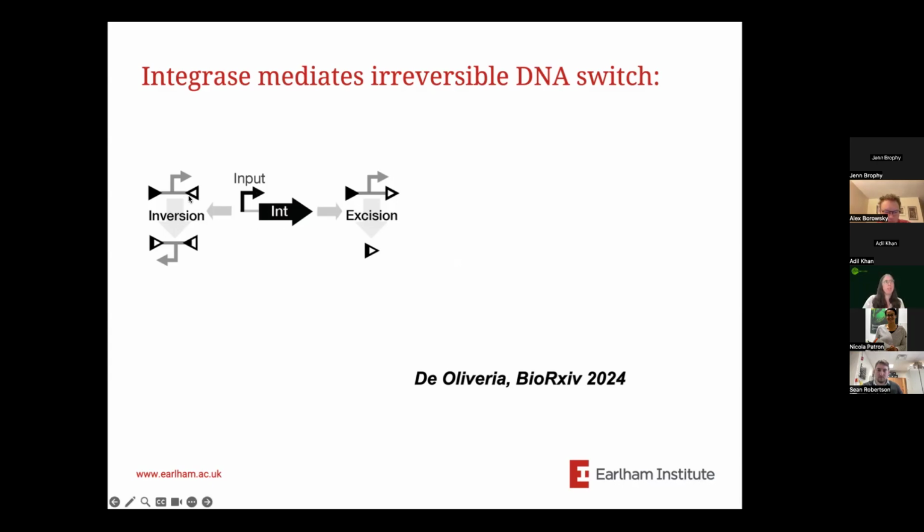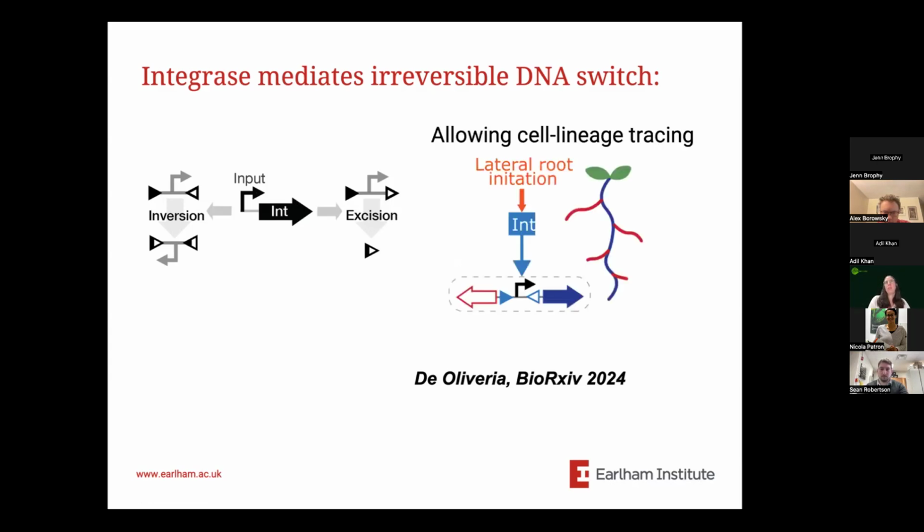As I presented yesterday, the integrase recognizes two different sites, and then you can have inversion of the DNA between the two sites when the sites are in opposite orientation, and excision of the DNA between the two sites when they are in the same orientation. We have different integrases that recognize different sites and that are orthogonal to each other. This system can allow cell lineage tracing, such as what I presented yesterday, where the integrase is under the control of a lateral root initiation promoter, and then you can switch to the expression of a different fluorescent protein in the lateral root.